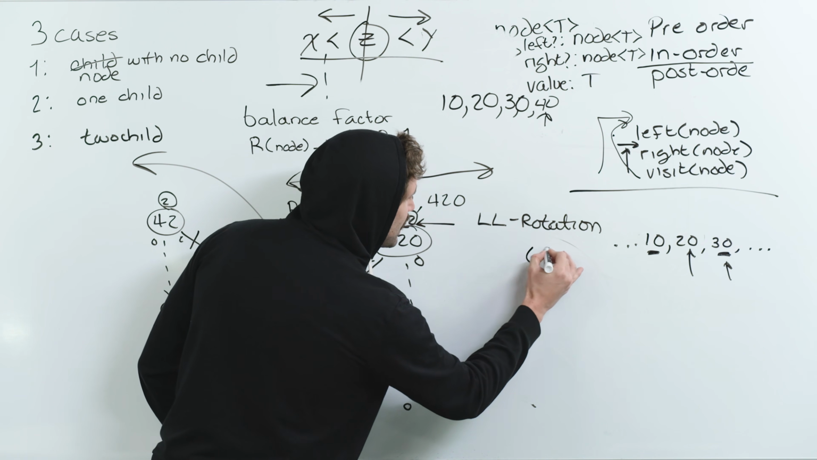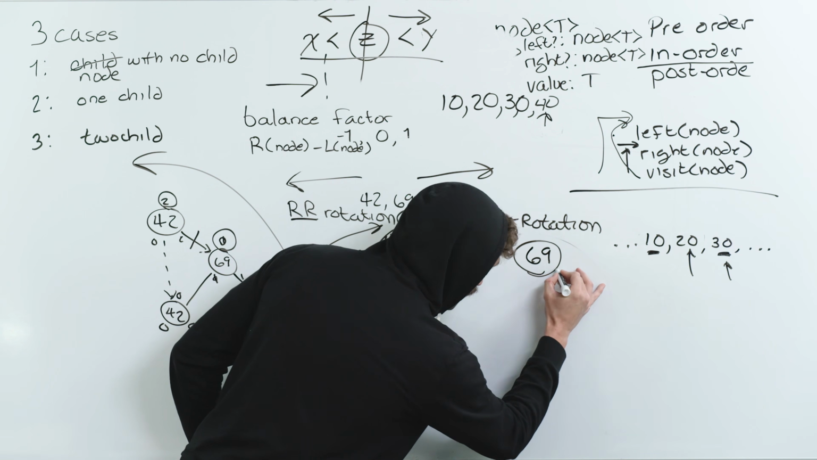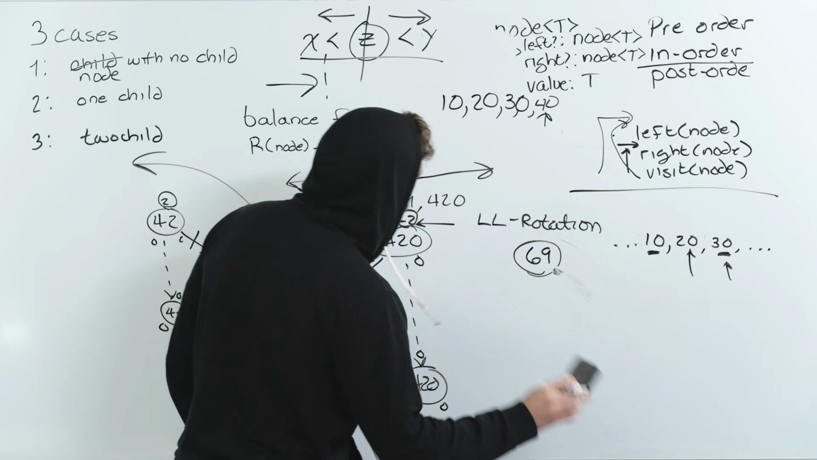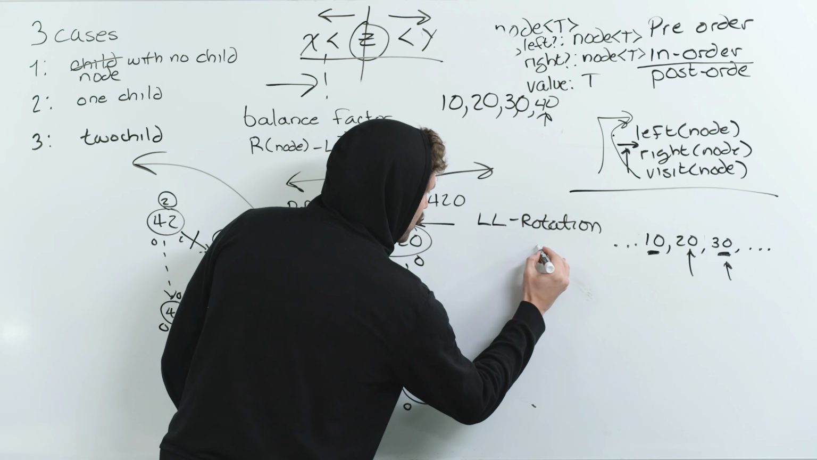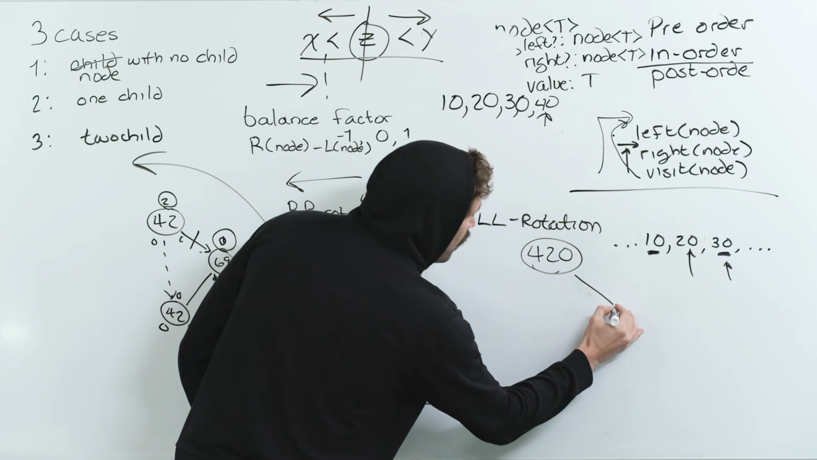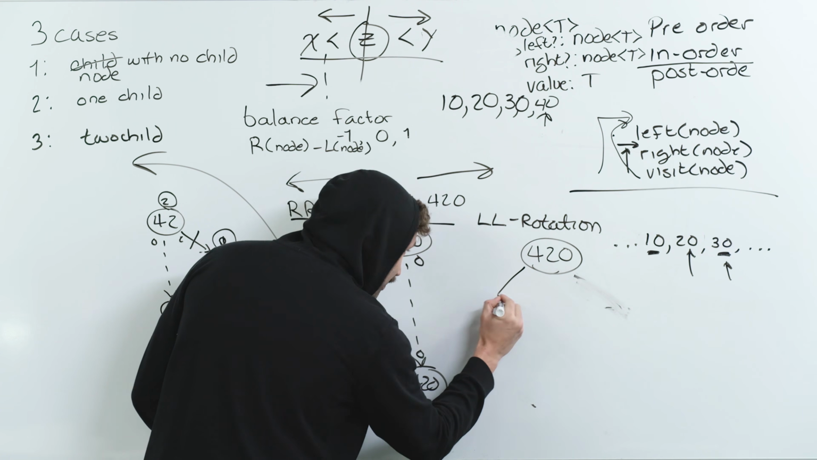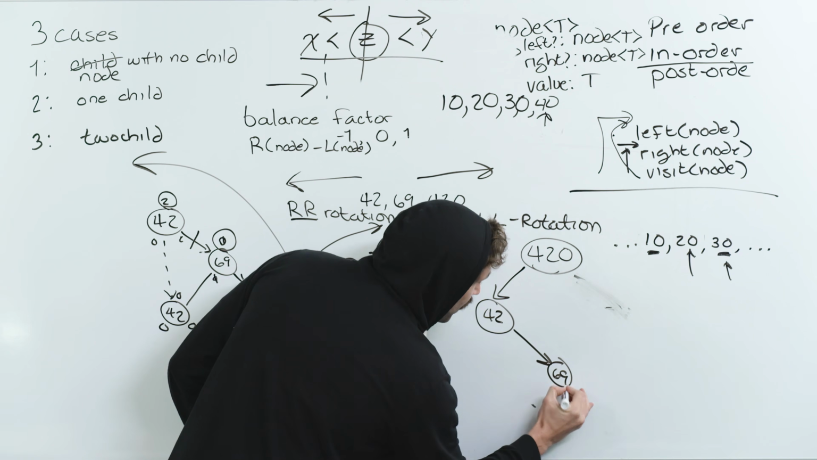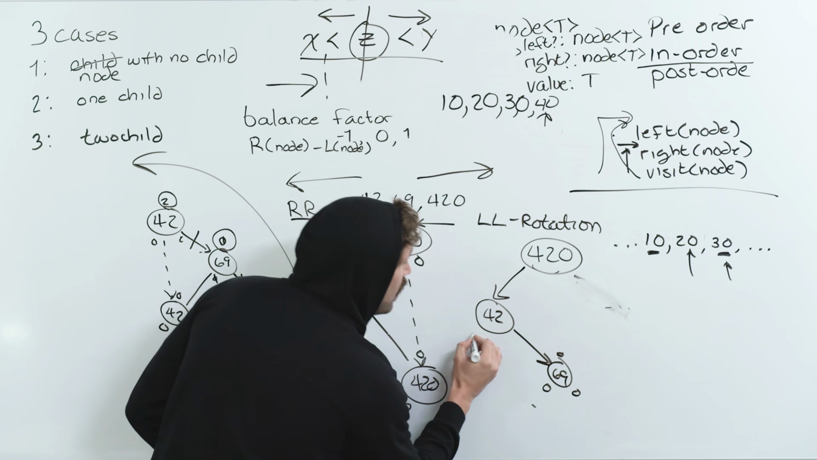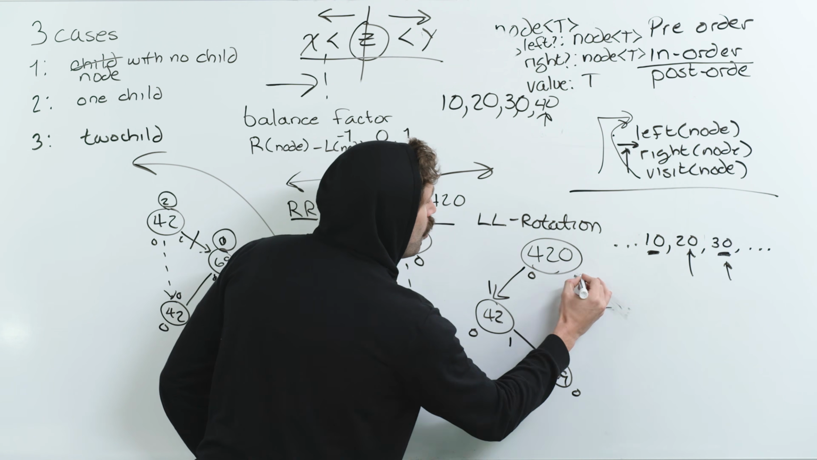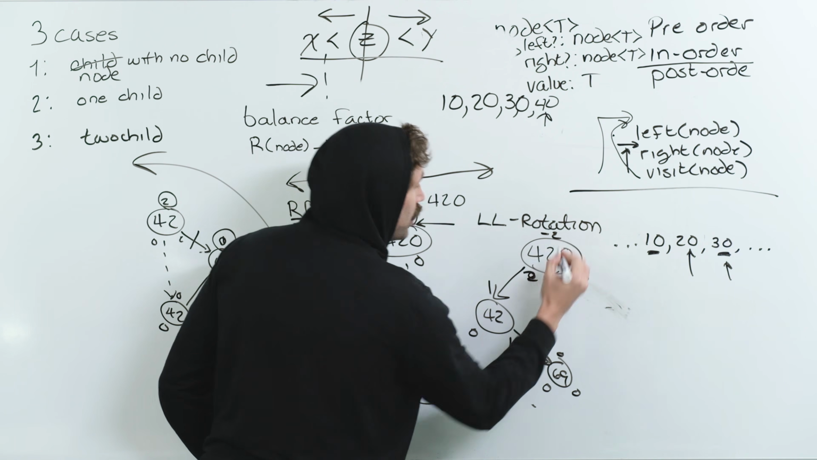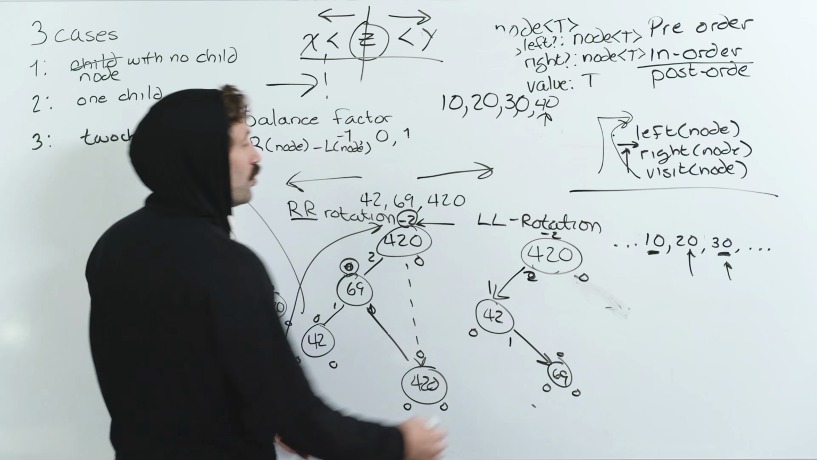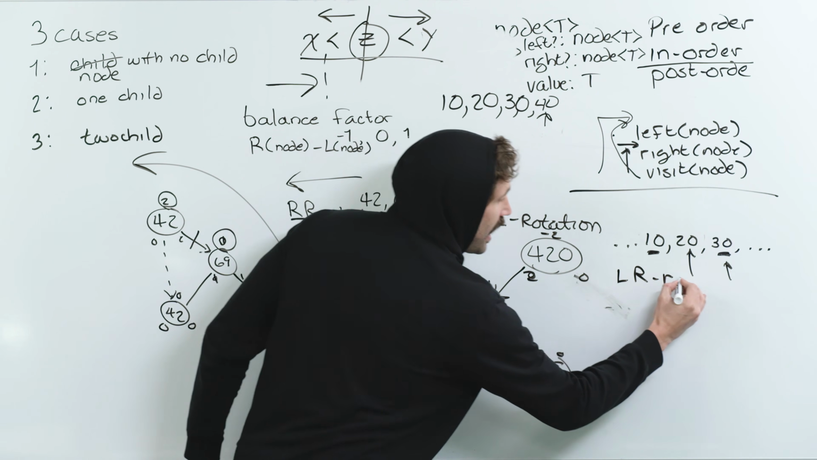And so if we started with 69 first, that would just be absolutely terrible. Never get anywhere with that. We're gonna actually start with 420 first. Then 42, then 69. Now this one, we got 0, 0, 0, 0, 1, 1, 0, or 2, 0, negative 2. Notice that we have a left-leaning, right-leaning situation. We have an LR rotation we need to do.